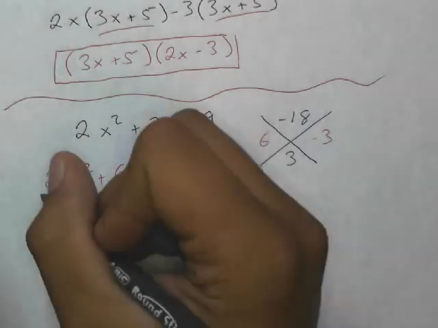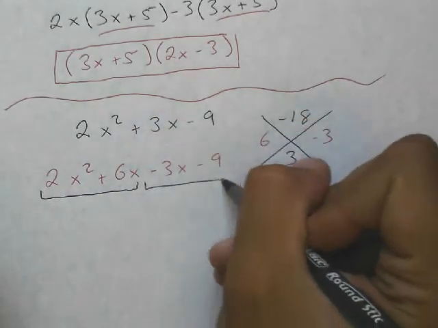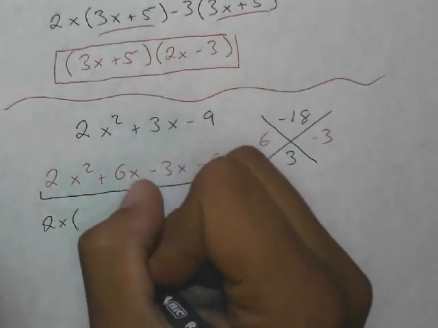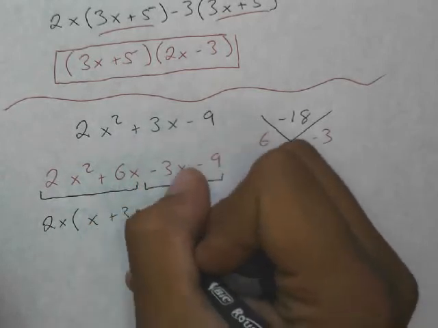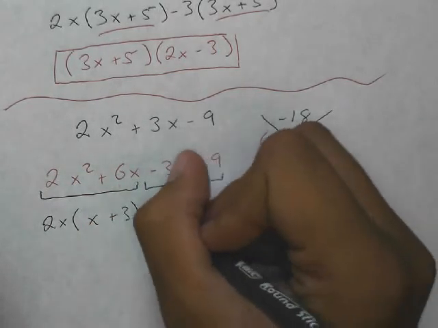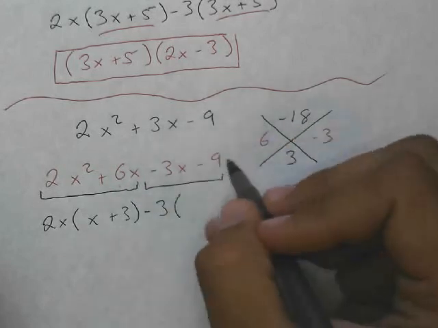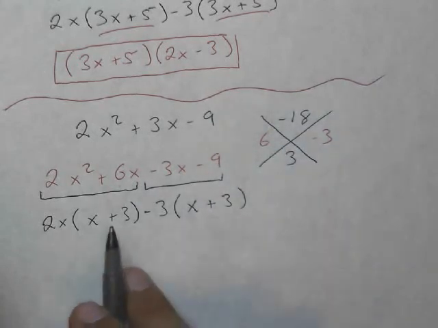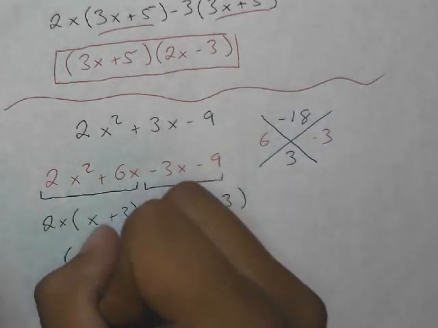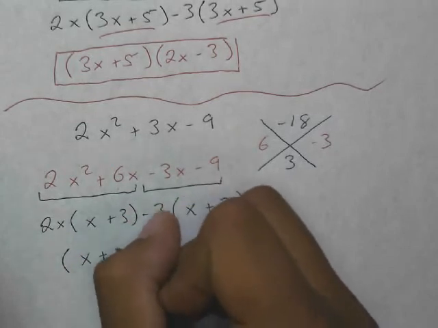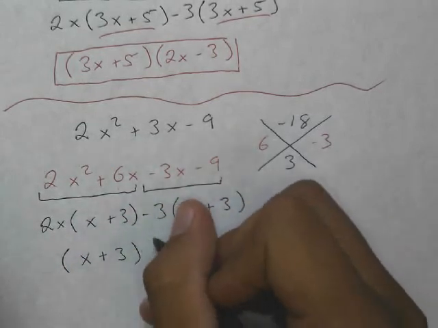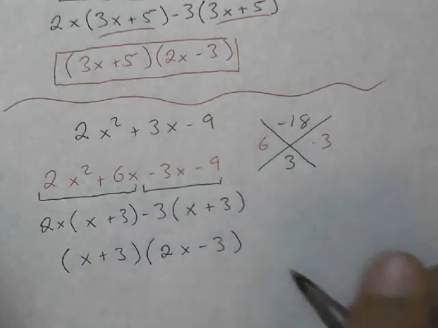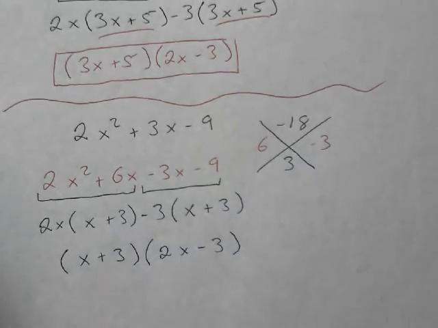Your step might be a little different from mine next, but our final answer should be exactly the same. So here, group first 2, group second 2, factor out a 2x, leaving me with an x plus 3. Factor out a minus 3, leaving me with, signs change, x plus 3. Common terms, factor that out, x plus 3. And what's left? A 2x and a minus 3. And there's your final answer.